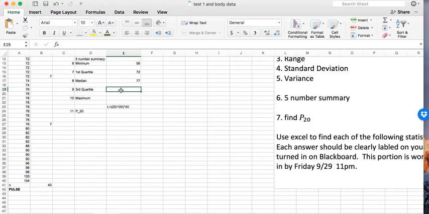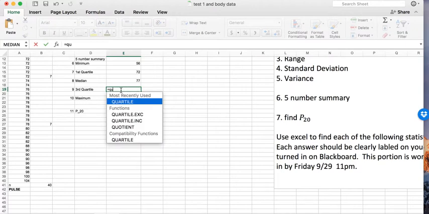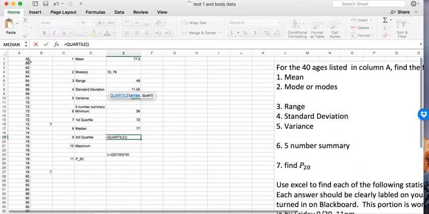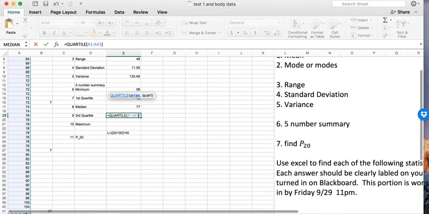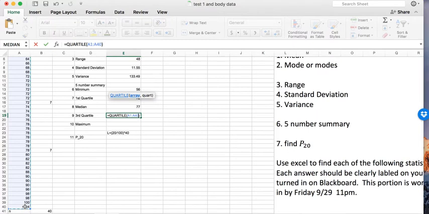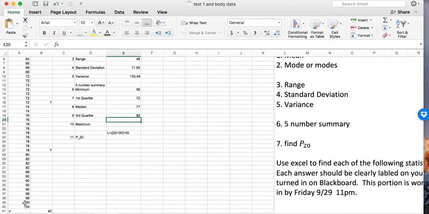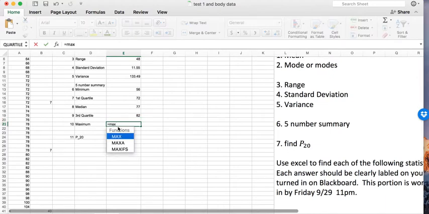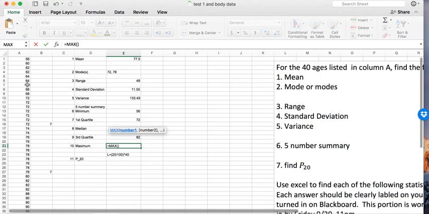The third quartile, and comma 3. The maximum is going to be 104.